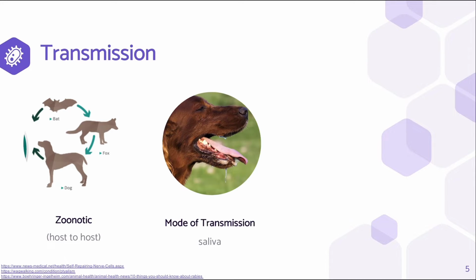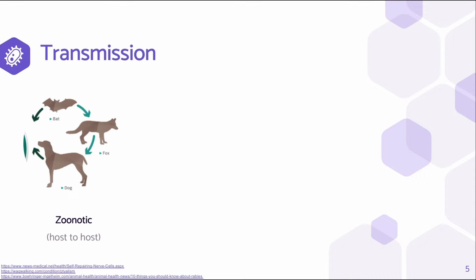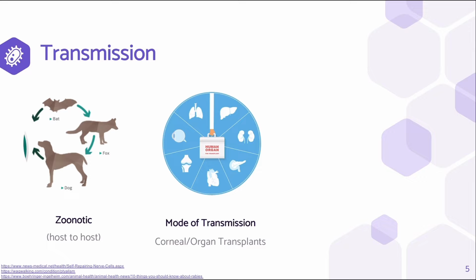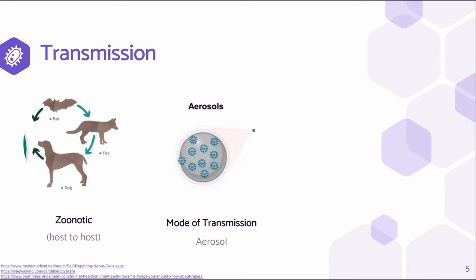The mode of transmission is usually from saliva from an infected animal. Transmission has been observed in corneal and organ transplants, but this occurs where rabies virus infections are rare and can be misdiagnosed. In the US, there has only been 2 recorded cases since 2008. Sometimes it can also be transmitted through aerosol, but in order for this to happen, the concentration of the virus has to be very high.